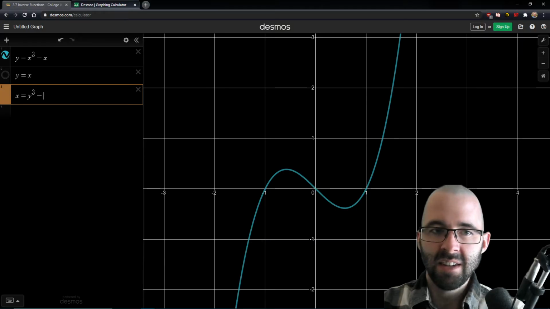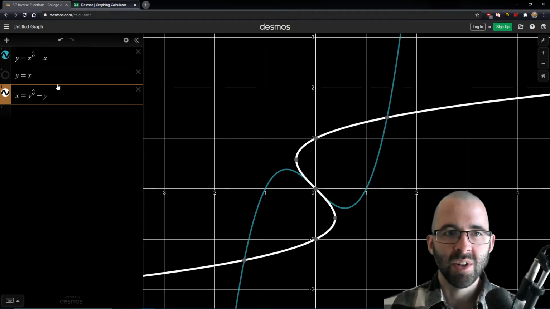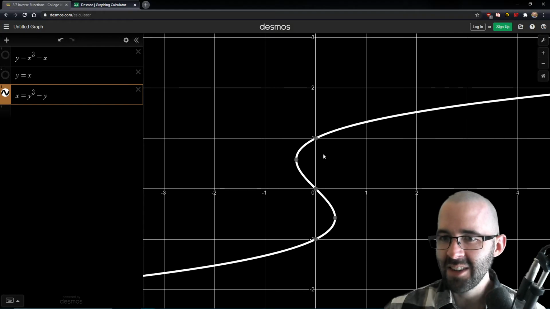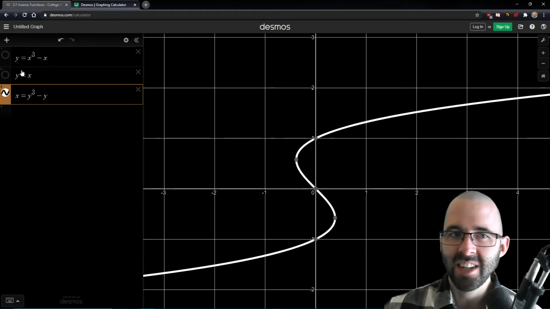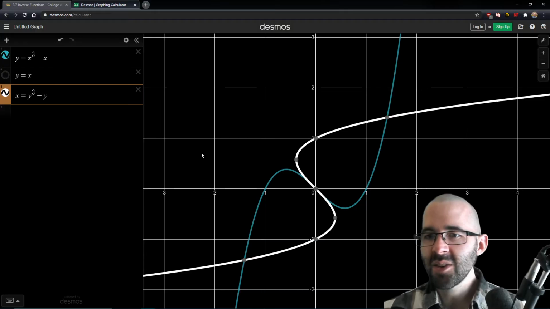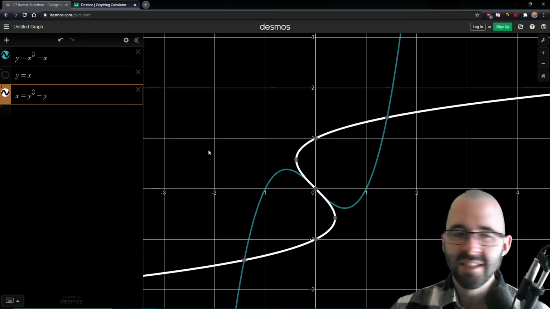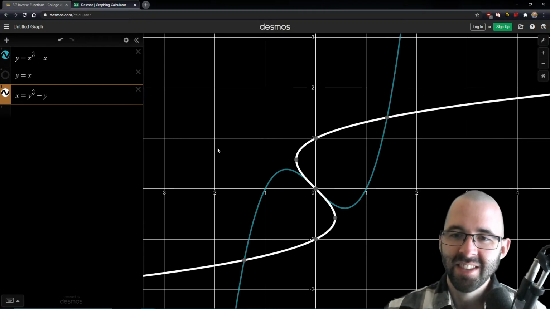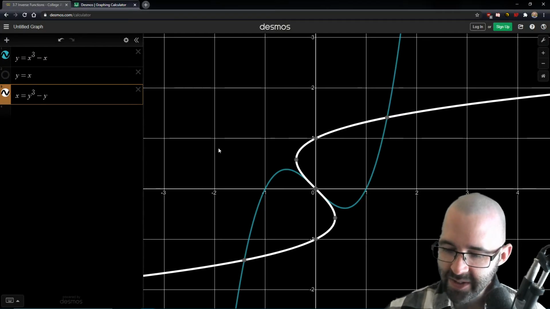And whoa, that's not it. Whoa, that looks weird, right? And again, its inverse doesn't pass the vertical line test. That's everything that's going on here. Vertical line tests, horizontal line tests. That's what it means to be one-to-one.